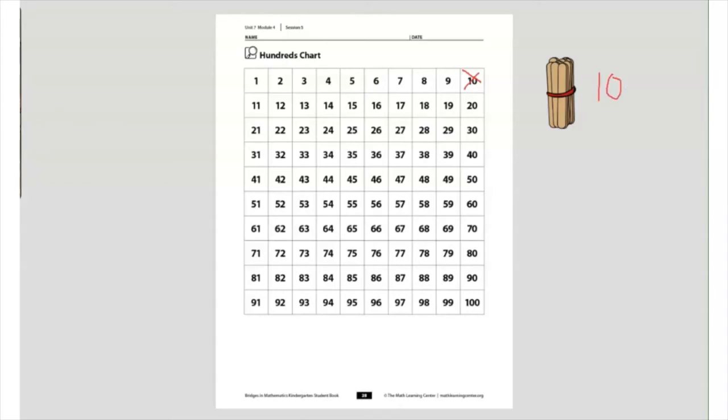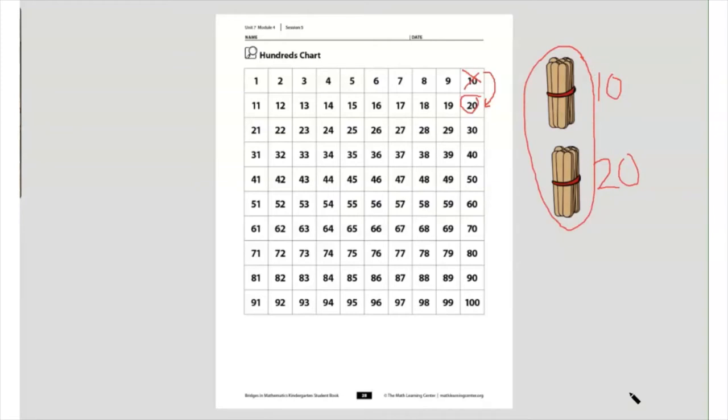If we're counting by tens on the 100s chart and we have two bundles, what number would we have? Well, we're going to skip down 10. If you notice, we start with 10, 11, 12, 13, 14, 15, 16, 17, 18, 19, 20. That's our next group of 10. So we can just move down on the 100s chart when we're counting by 10. So two groups of 10 is 20.